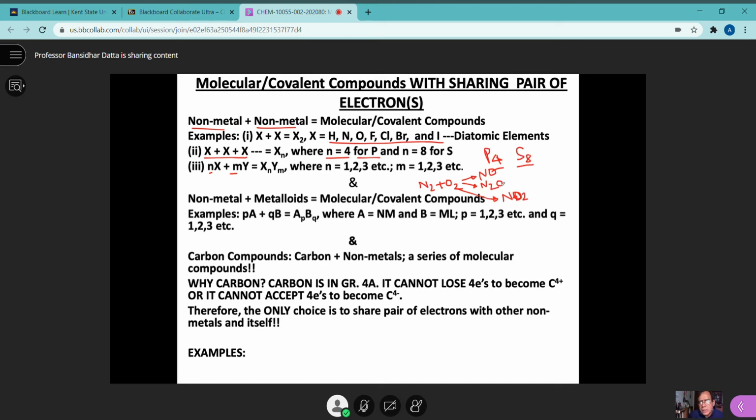That's how to name them. I'm also giving the names, so please remember, please write it down. Nitrogen and oxygen can combine by covalent bond. I will show you the covalent bond.